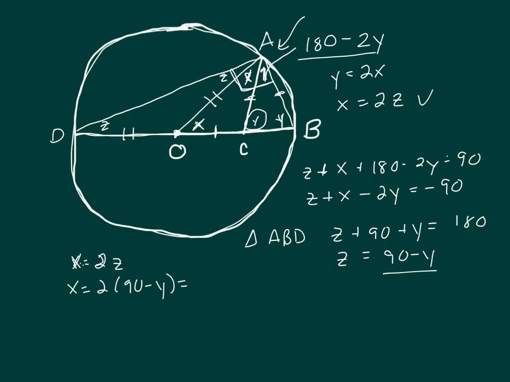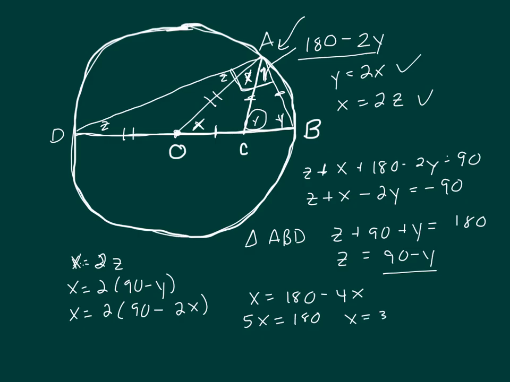What's another name for y? Y is 2x. So x equals 2 times 90 minus, another name for y is 2x. And look at that, I've got an equation that just involves an x. That's going to be x equals 180 minus 4x. If you add 4x to both sides, that gives me 5x equals 180. And that tells me that x must equal 180 divided by 5, which is 36. There's your answer: 36.